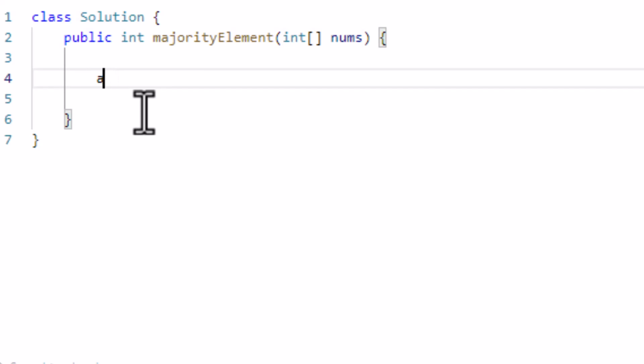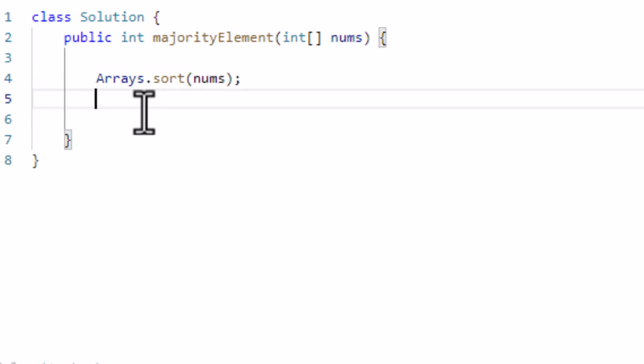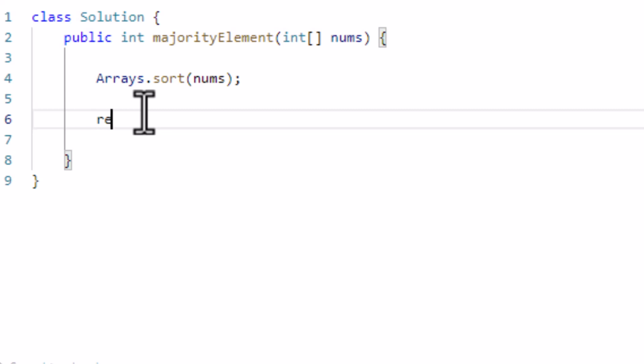So we're just going to do Arrays.sort(nums). And we're going to return nums of the length of the array, divided by 2. And that should be it.